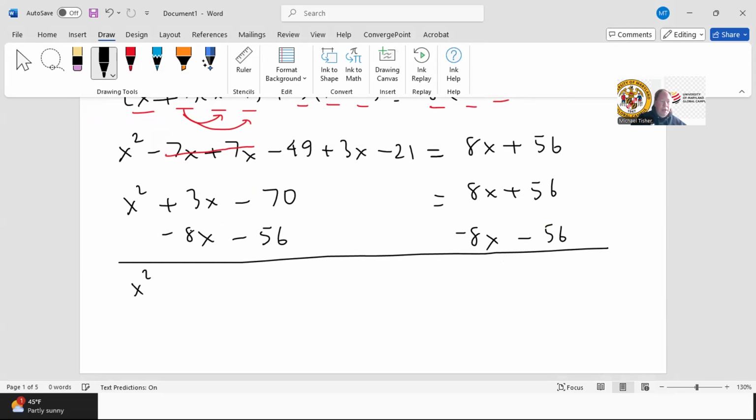So that will leave us with x squared. 3x minus 8x is negative 5x. Minus 70 minus 56 is minus 126. So now this boils down to solving x squared minus 5x minus 126 equals 0.